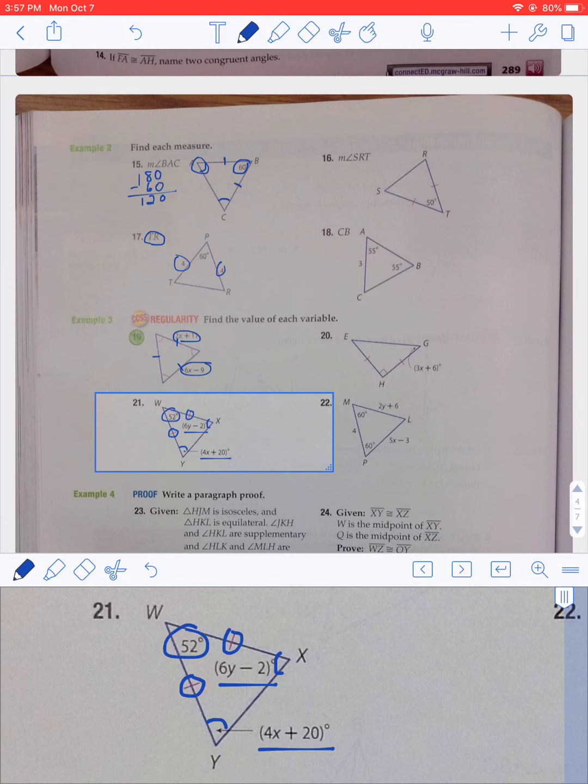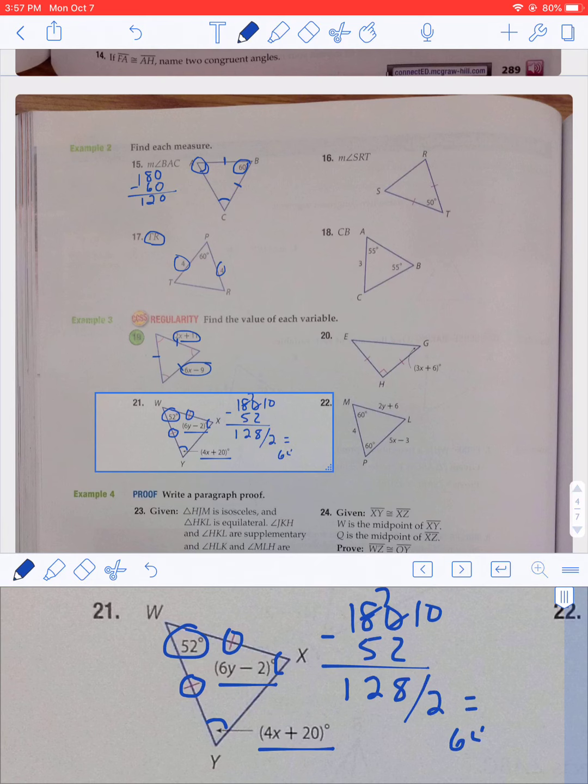If this is 52 degrees, we can subtract 52 and figure out what that amount is, right? Which should be 128, okay? Well, we know 128 degrees is left, and we know that has to be split between angle X and Y evenly, so we divide that by 2. We get 64. So now we know that angle Y is 64 degrees and angle X is 64 degrees.